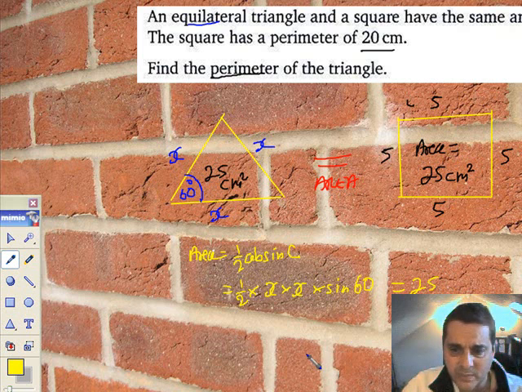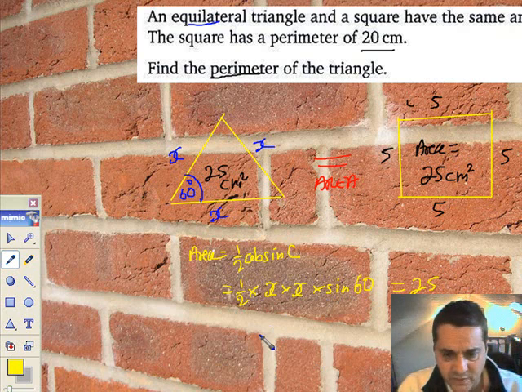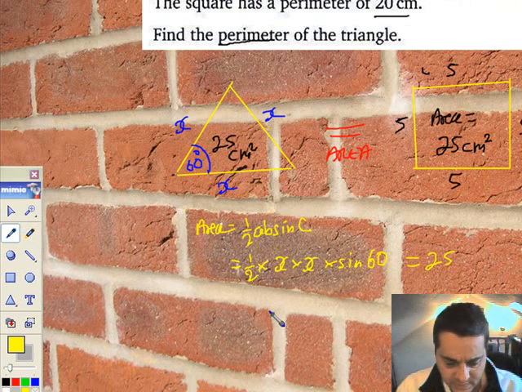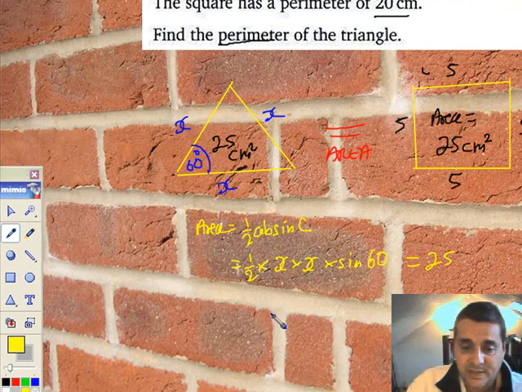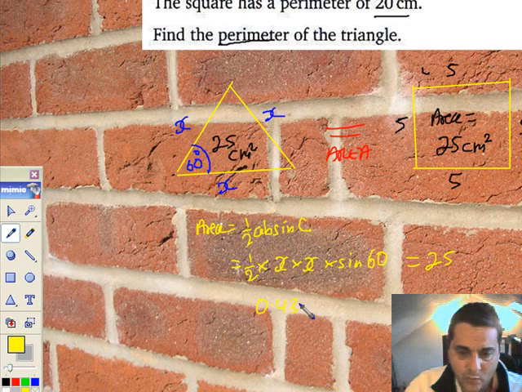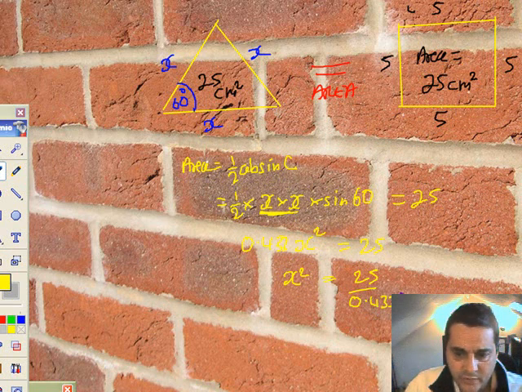All right, so we're playing with 25. Let's tidy this up a bit. I've got half times sine 60, it's going to be as follows. So sine 60 divided by 2 gives me 0.433. So I've got 0.433 times x squared, that's those two, all comes to 25. So x squared on its own is going to be 25 divided by 0.433. Put the answer there.